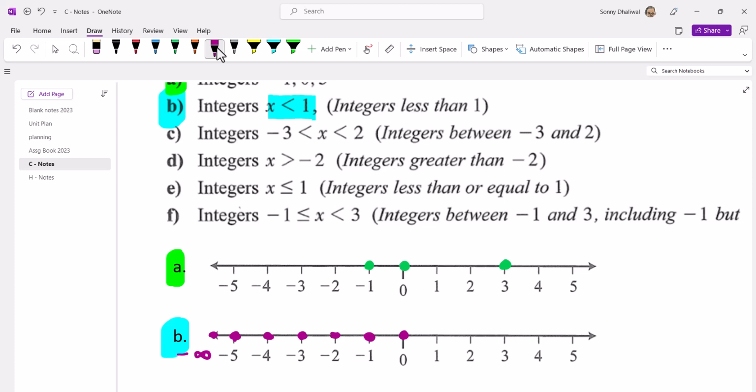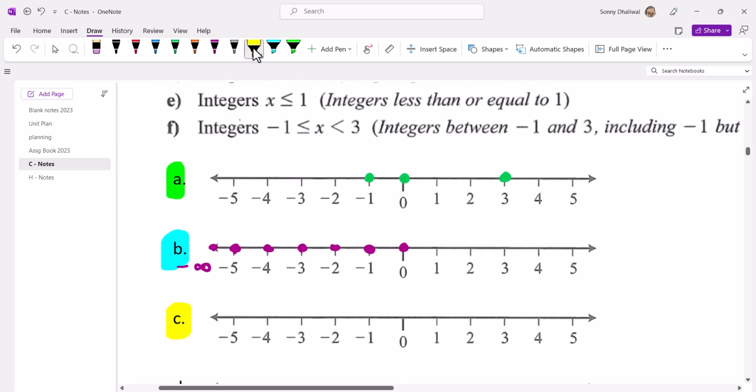All right. Let's do C. Okay, this one's a little bit harder to read. This is saying all the numbers between -3 and 2. All the numbers between -3 and 2. So here is C. I'm just going to highlight -3 and 2 underneath. I'm not going to put my dots yet.